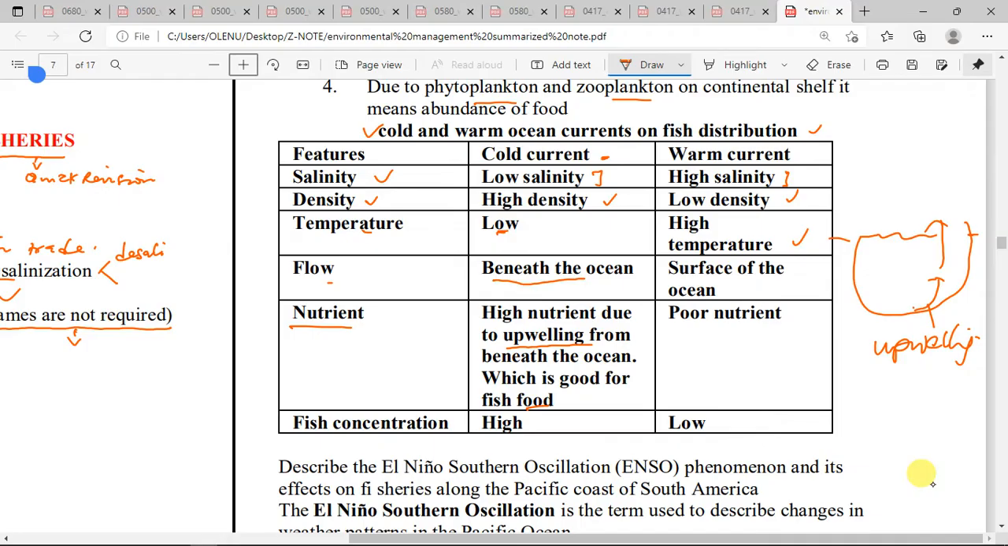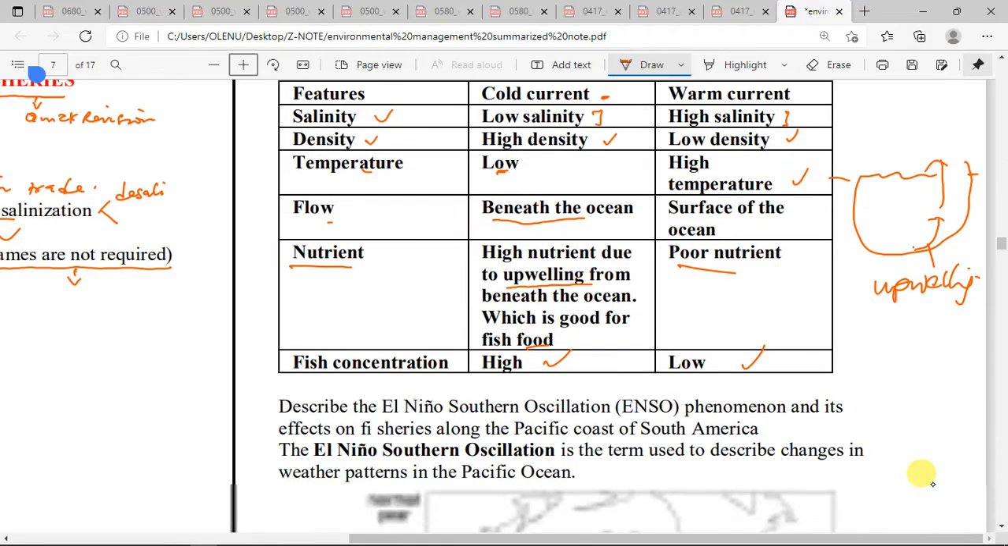While warm current is poor in nutrients, and in that case, you find out that cold currents normally have high distribution of fish than warm current. So if in the exam you're asked to differentiate between cold and warm current, these are the criteria you use to get your full answer.